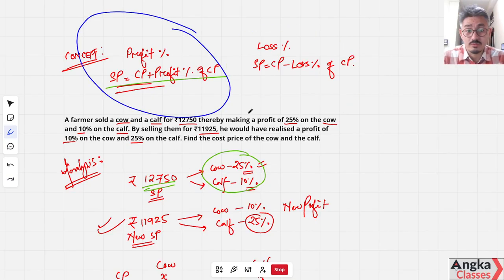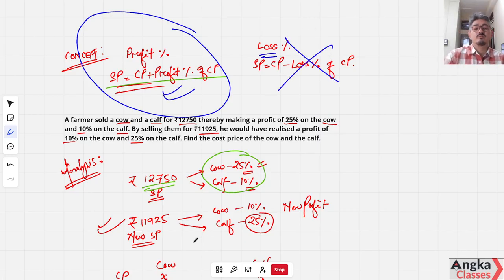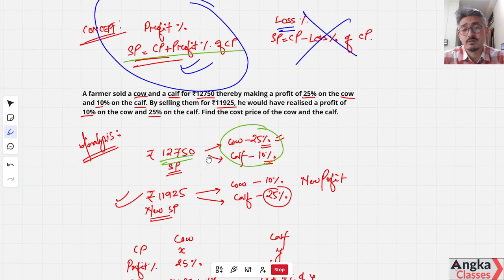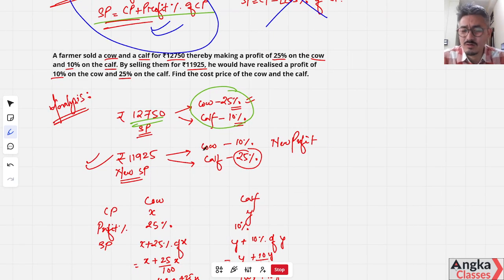We are not dealing with loss anymore, just the profit percentage concept. Okay, so I hope you guys understood it. It's a very long question. I have tried to simplify it as much as I can. I hope it is easy for you to learn and understand, and I hope you had fun.